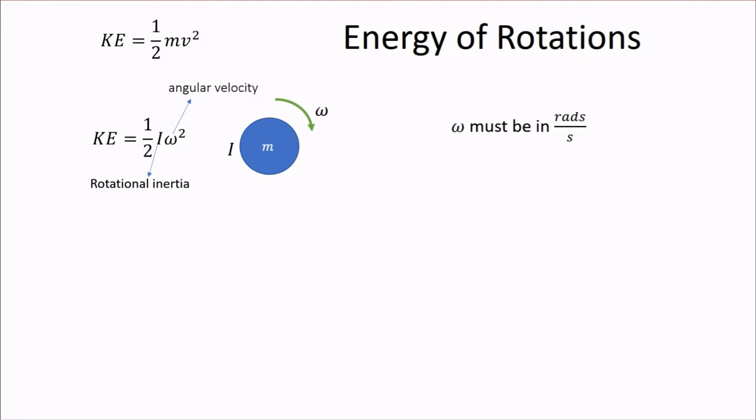Also, just like the direction of the velocity doesn't matter for linear kinetic energy, just its magnitude, the same is true for angular kinetic energy. Only the magnitude of the angular velocity matters.